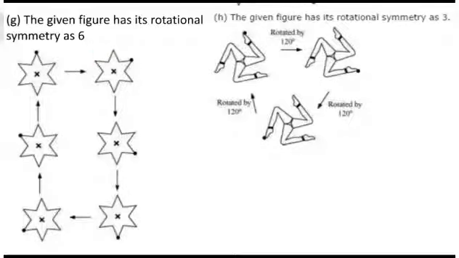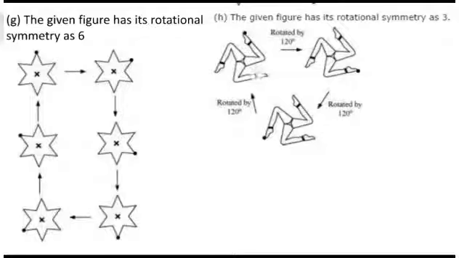What are you going to do? 360 divided by the order of rotation, that is 6. Correct. So what will be the angle of rotation? 360 divided by 6 will give you 60 degrees. Very good. So your angle of rotation for this figure will come as 60 degrees.